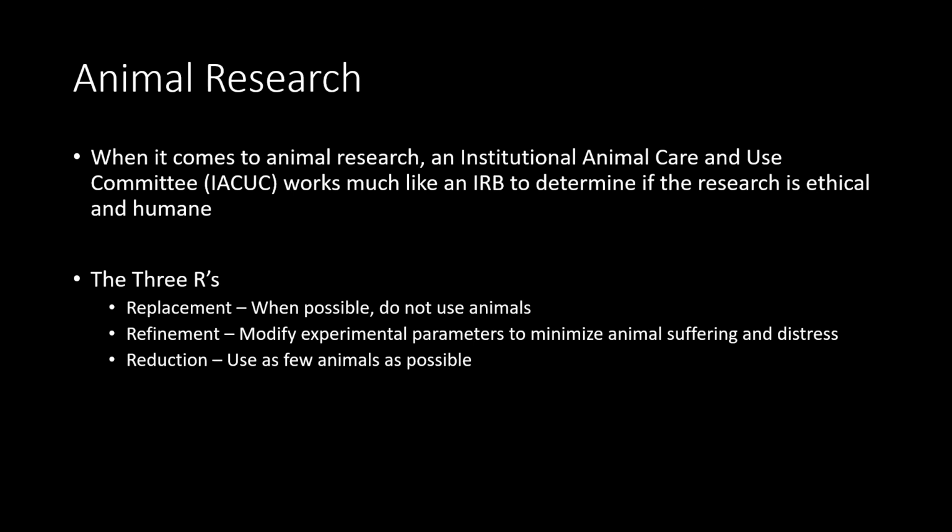Finally, to conclude a little bit on animal research, here's another thing that people have both wildly differing opinions on and oftentimes very strong opinions on. But in general, when it comes to animal research, there is an institutional animal care and use committee, which apparently is pronounced IACUC, which is just kind of weird, but whatever. And it works much like an IRB to determine whether the research being conducted on animals is ethical and humane.